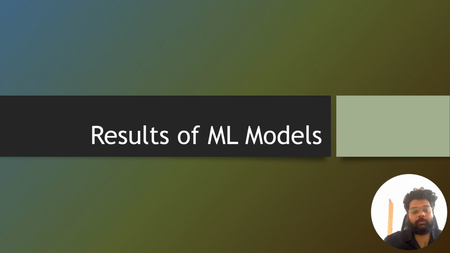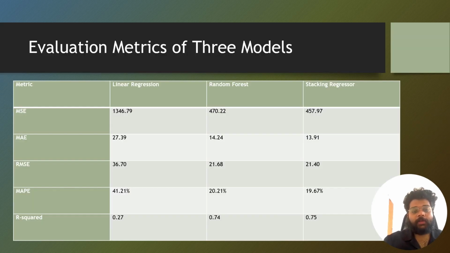Result of ML model. The comparison of performance of three models has been shown in this slide. The MSE, MAE, RMSE, MAPE, and the R square value of the stacking regressor is lowest among all three models. Therefore, it can be inferred that this model provided the best performance.